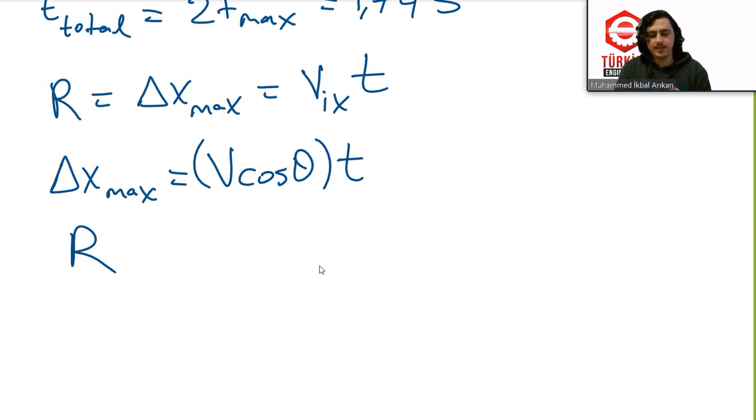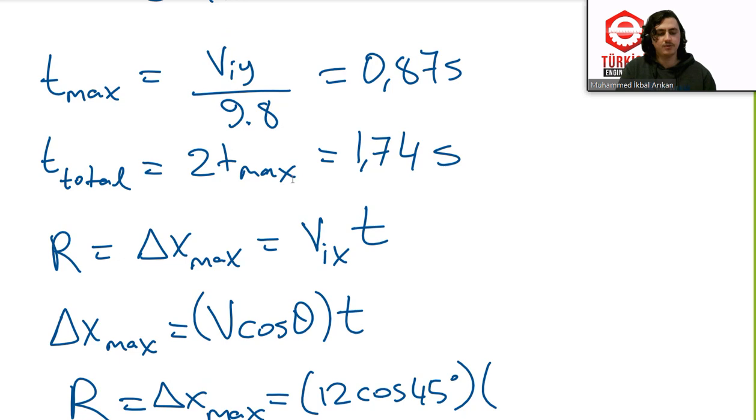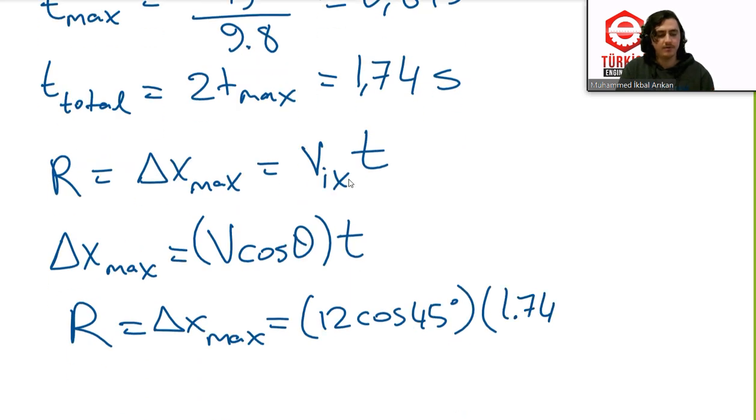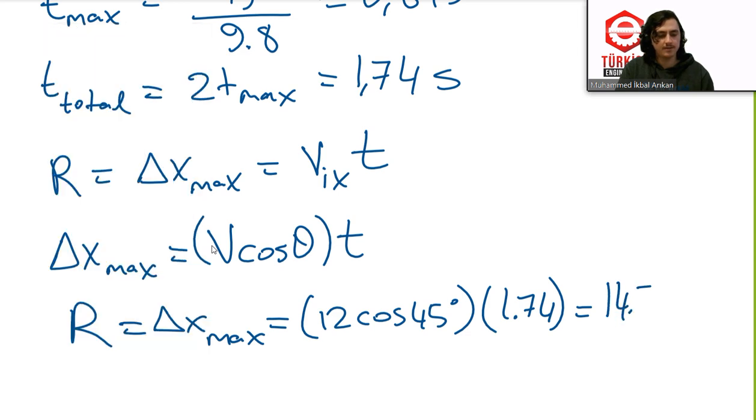So the range, which is delta x max, will be equal to 12, which is our velocity, times cosine 45 degrees, multiplied by our total time, which is 1.74. So 12 multiplied by cosine 45 multiplied by 1.74, I will get 14.76. Actually, this is a huge amount of range.